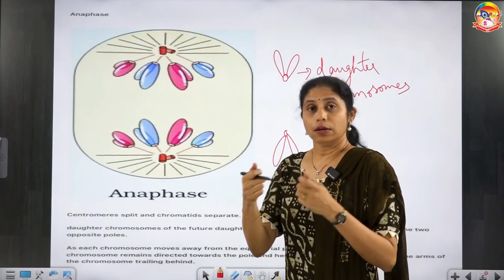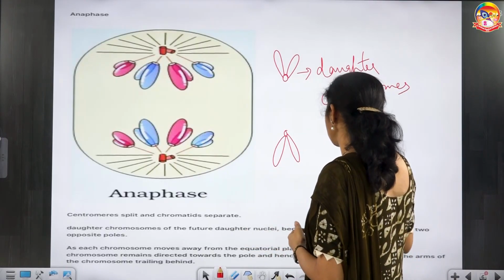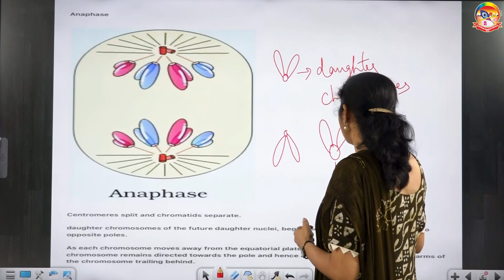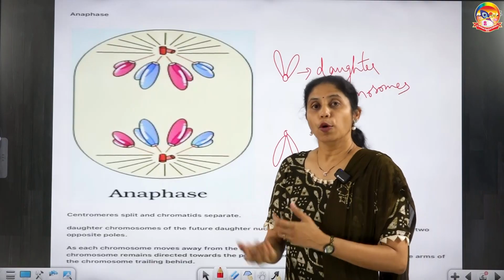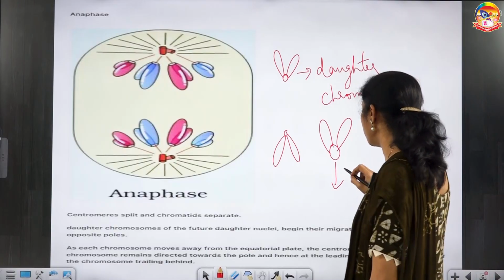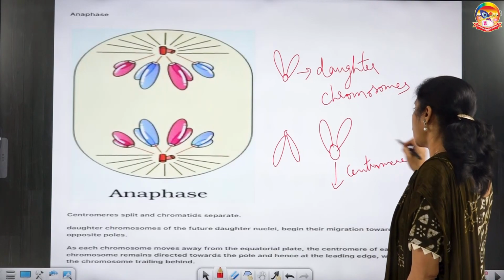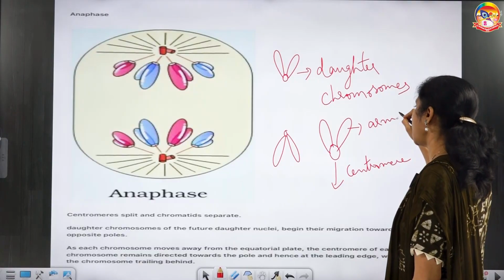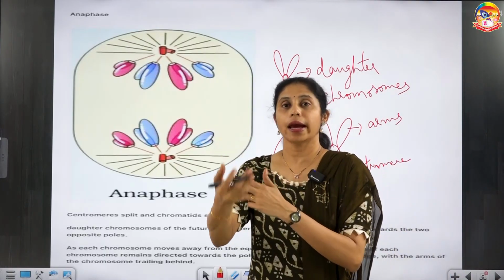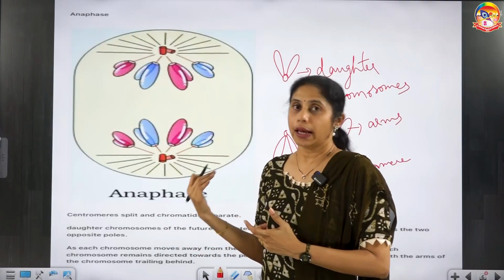Then the spindle fibers will start undergoing the contraction, pulling nature. So when they are moving, first the centromere will be moving towards the pole, followed by the arms behind. First the centromere will be going first and then the arms are trailing behind. Always the centromere will be the leading edge, and the arms behind will be the trailing end, the trailing edge.